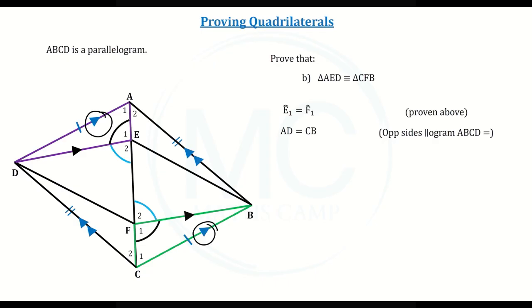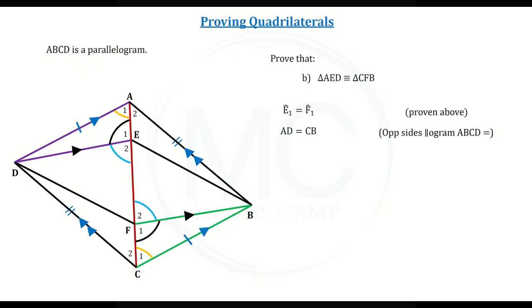And we can see that the diagonal AC touches both parallel lines. So let's make this transversal line red. Now we have a Z shape, and we can see that angle A1, let's make it yellow, and angle C1, let's make it yellow as well. Both sit inside the Z shape. So these are alternate angles which are equal.